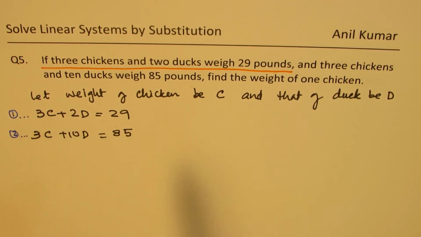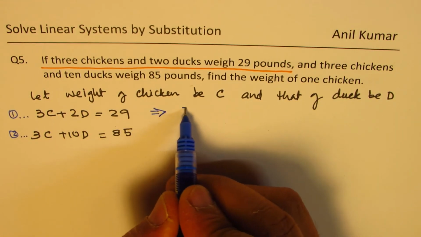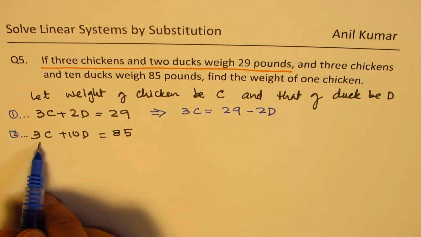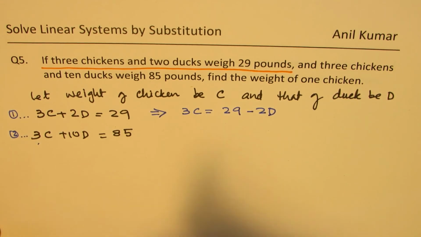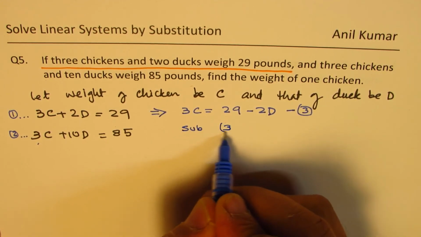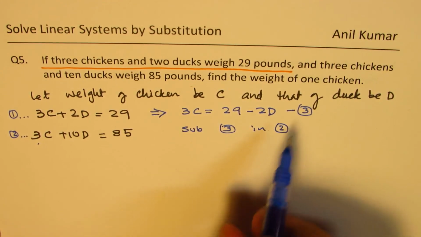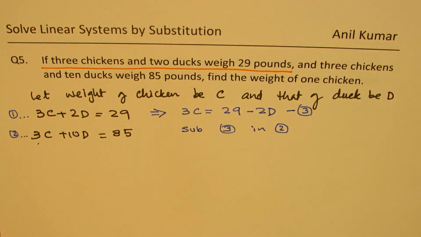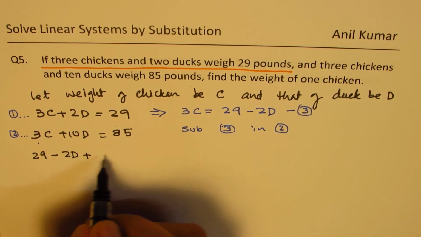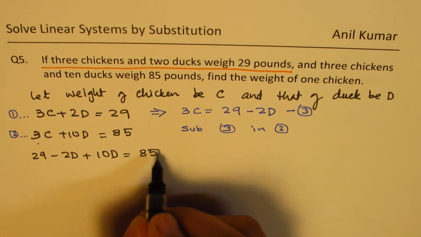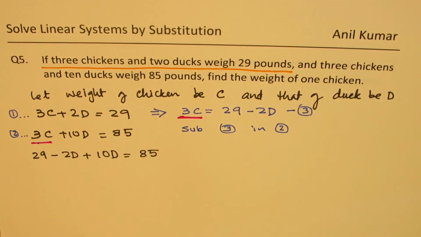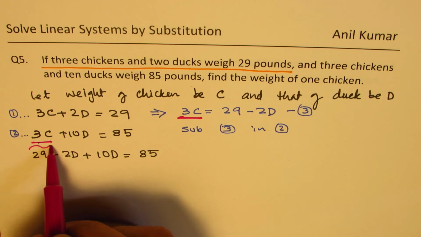We can now find what 3C is. From this equation itself, we can say 3C is 29 minus 2D, right? So we can substitute 3C. It's not always necessary to isolate C, right? We'll call this our third equation and we'll now sub 3 in 2. So when you do substitution of equation 3 in 2, we'll replace this 3C with 29 minus 2D. So we'll write this as 29 minus 2D plus 10D equals 85. Is that clear to you? So we basically substituted 3C right here as 29 minus 2D.